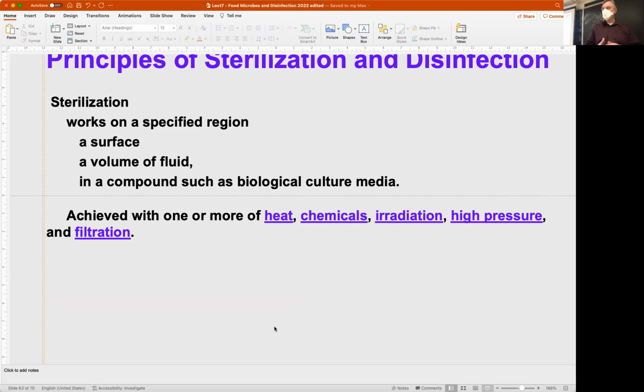Something that we do in the lab is we cook the media in an autoclave, and that sterilizes the media. So you can sterilize with heat. You can sterilize with chemicals. There's also irradiation, which exposes your food to a radiation source, and high pressure can also kill off these organisms. You can also sterilize with filtration. So there's a number of ways you can sterilize something.